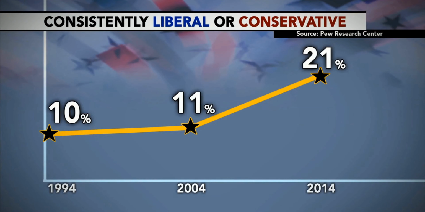Right, and we're not even going by what people call themselves. We're actually asking you a series of questions about major political values, the role of government, social issues, are immigrants a benefit to our society or a harm to our society? And what we're finding is more and more people consistently answering all of those questions in a liberal or a conservative direction. Still a minority at 21%, but doubling over the last 20 years.